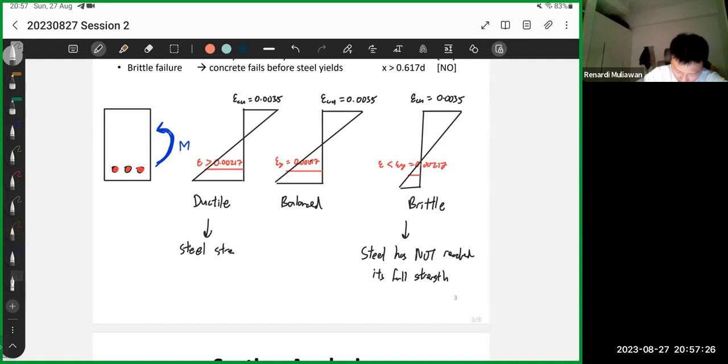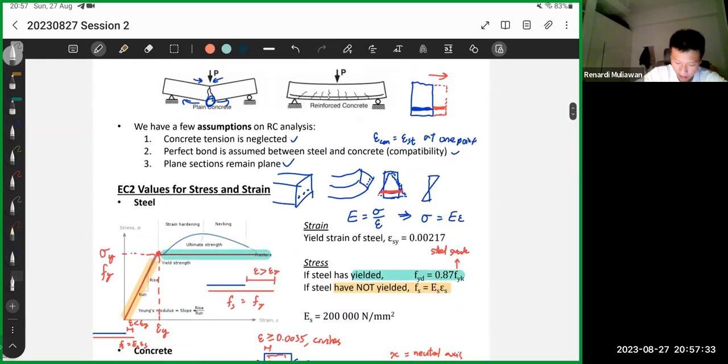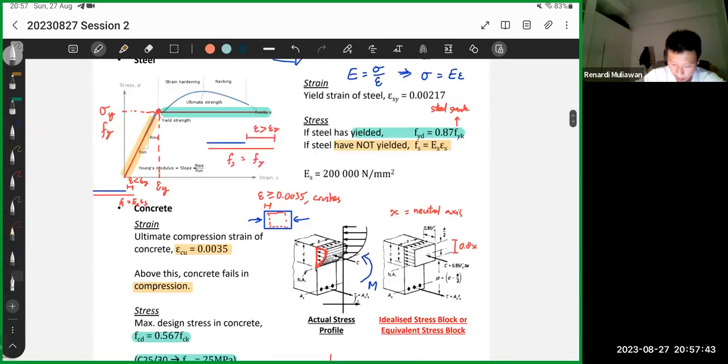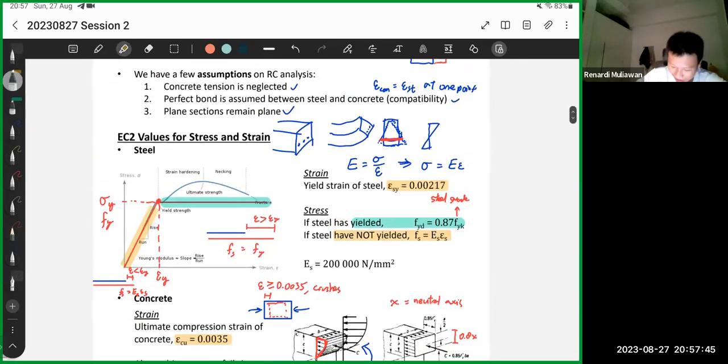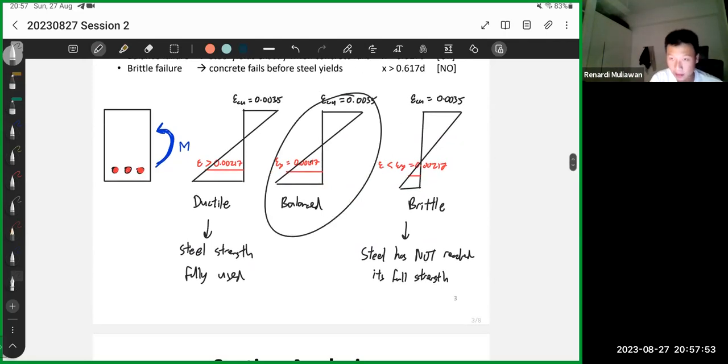Steel strength fully used. Again, if you refer to the stress and strain graph, ductile failure means steel is already here, because the strain is more than 0.00217. I'll highlight it. So that's why it's significant to have this middle case. This is the case that we're aiming for in design at least. So when we design for sections, we want to assume this.